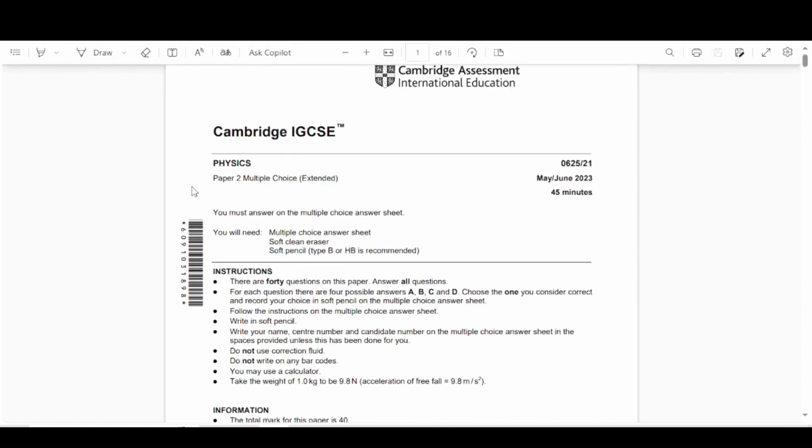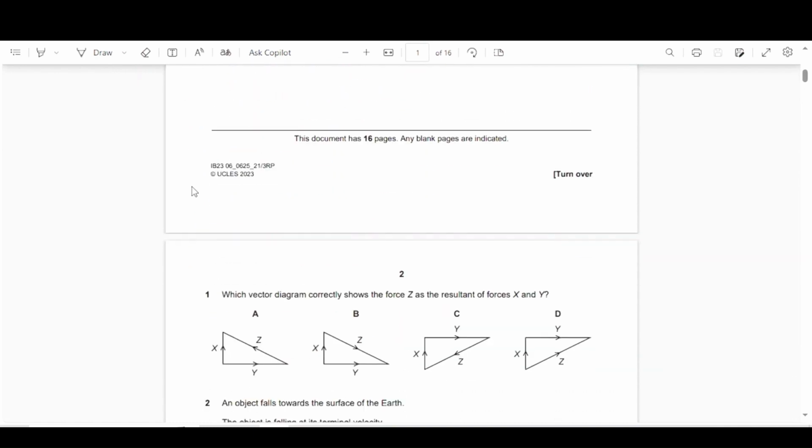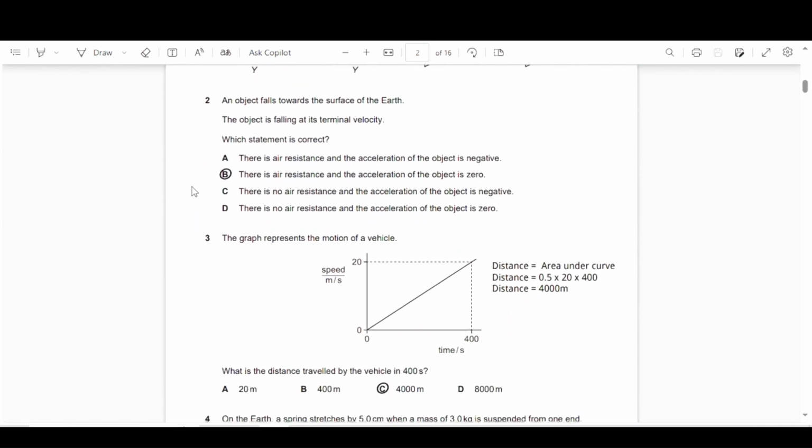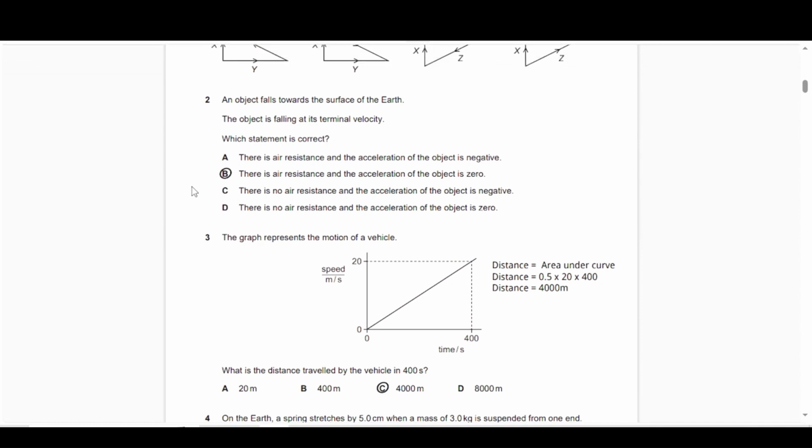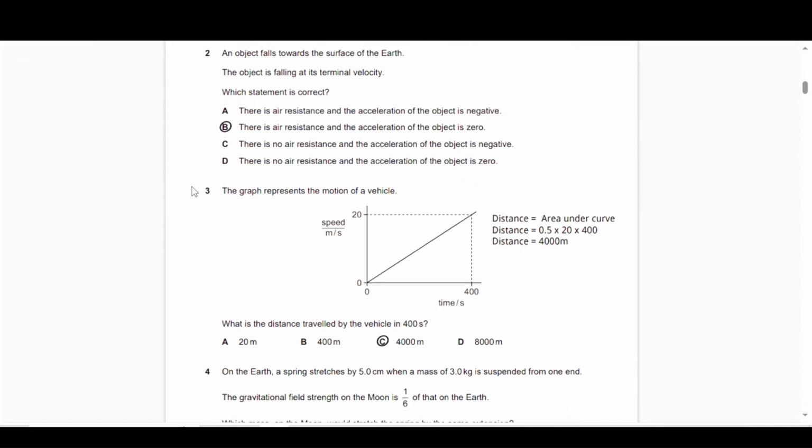If you look at May, June 2023 and we look at paper 2.1, we go down. The second question says, an object falls towards the surface of the Earth. The object is falling at its terminal velocity. Which statement is correct? Again, let's use the process of elimination. There is air resistance and the acceleration of the object is negative. That is not the case when an object is falling with terminal velocity. When the object is falling with terminal velocity, there should be no acceleration, negative or positive.